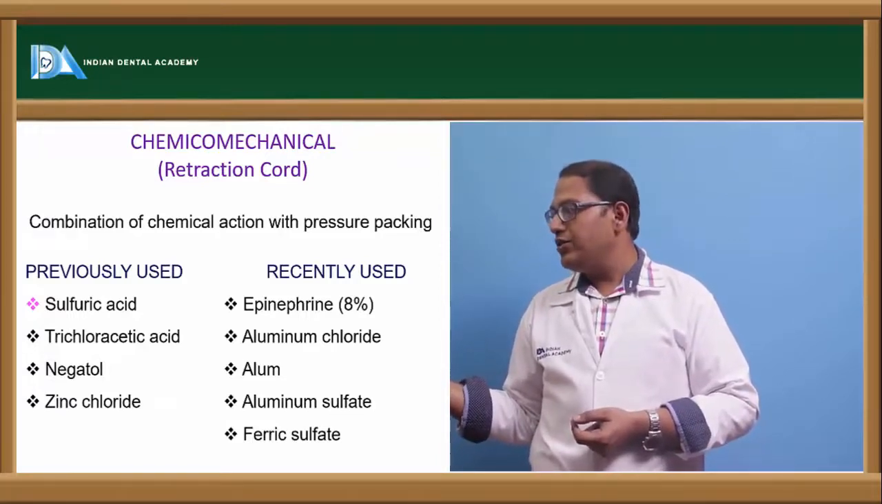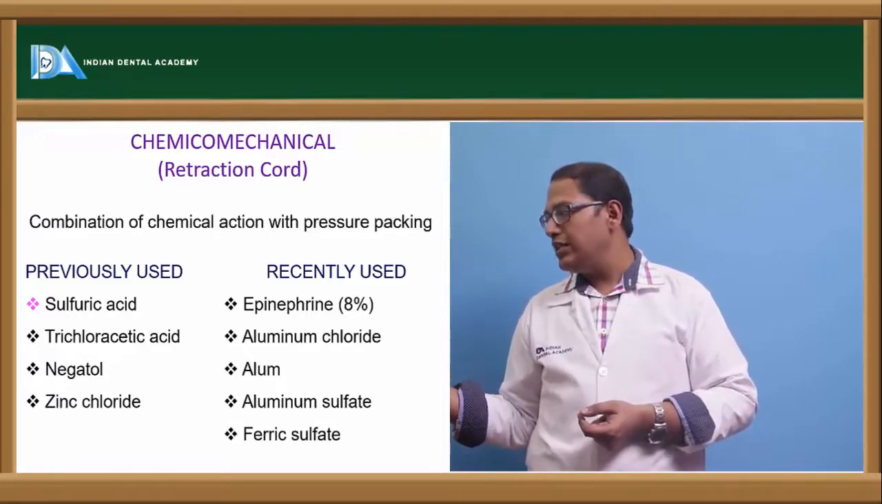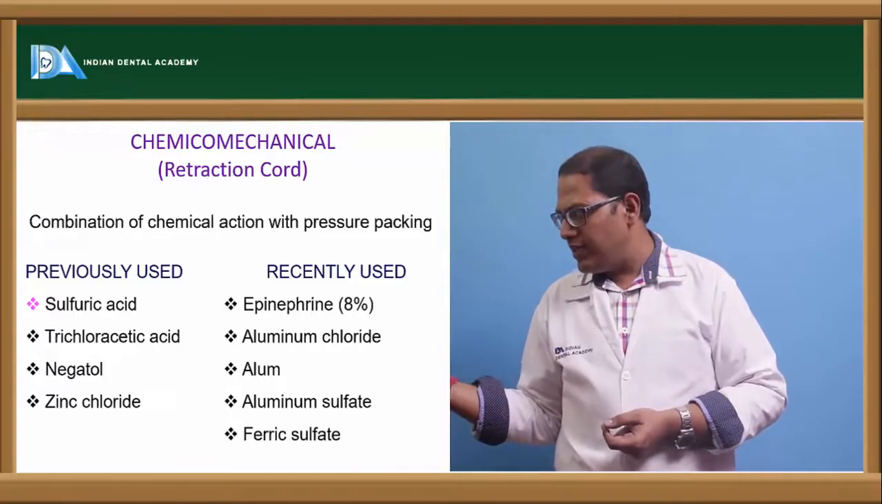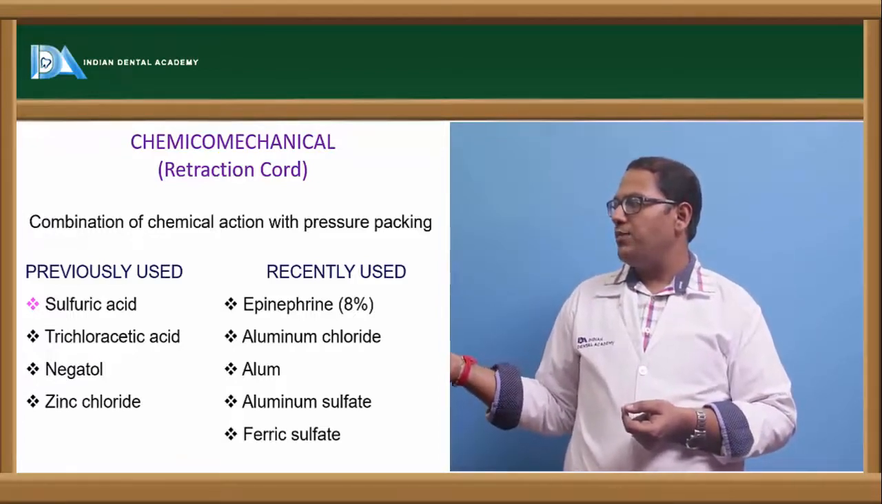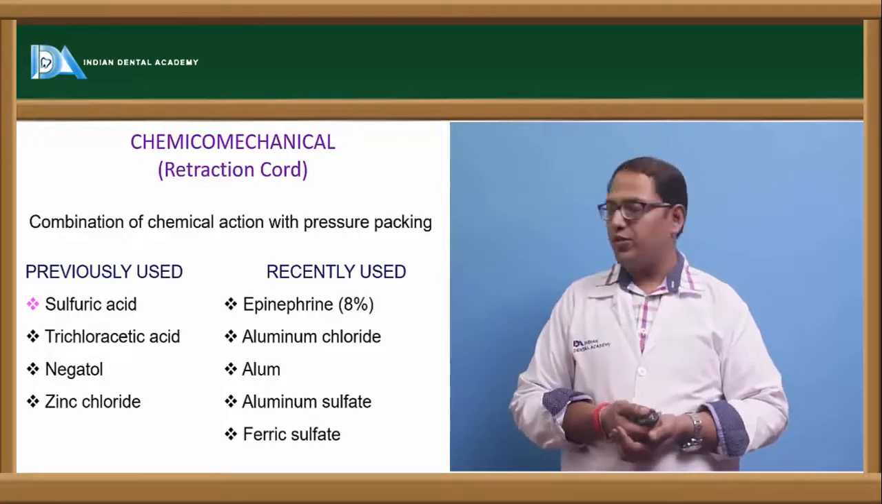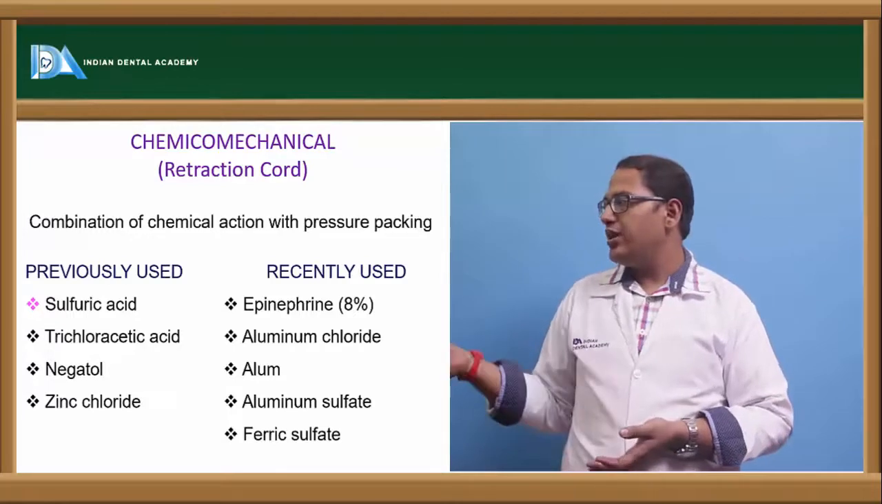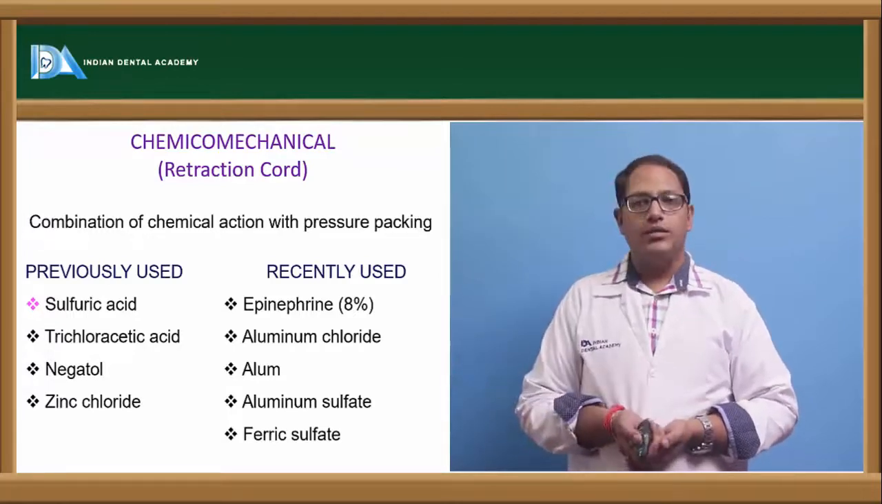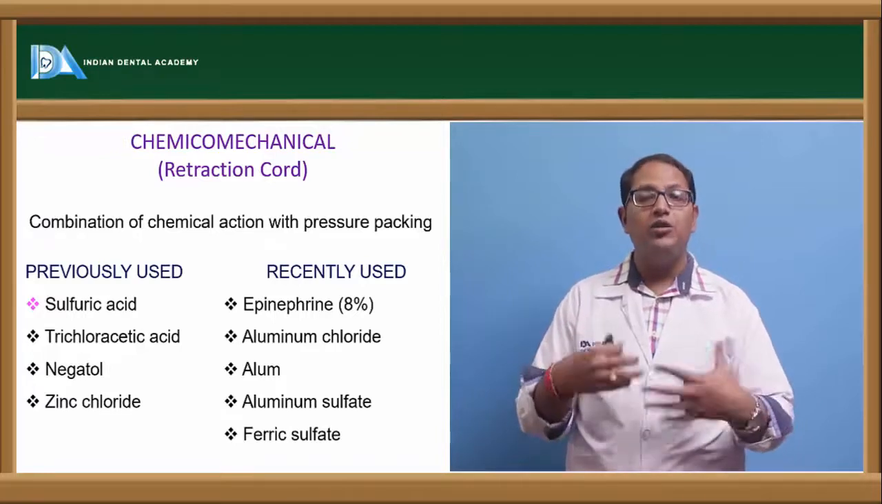Aluminium chloride, we use alum, we have 3% ferric sulfate, and 8 to 10% aluminium sulfate is there. Aluminium chloride is around 3% we can use, and alum of course. These different percentages are given according to the FDA, and according to that we can use the chemical on the retraction cord and then retract our finish lines.